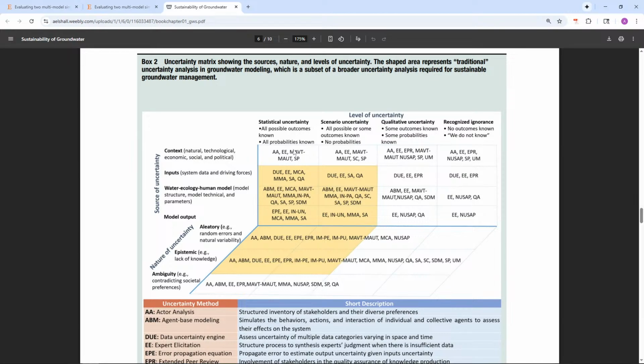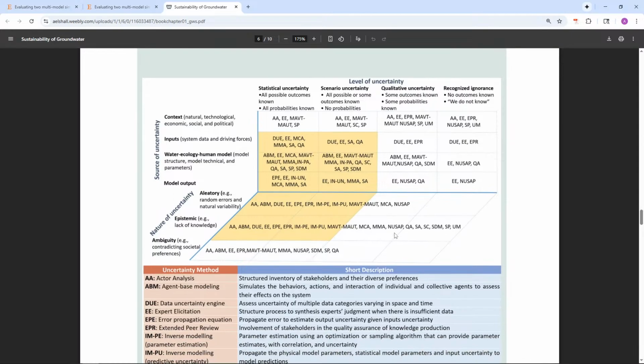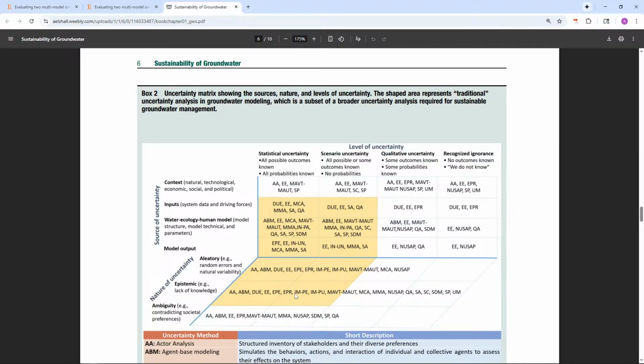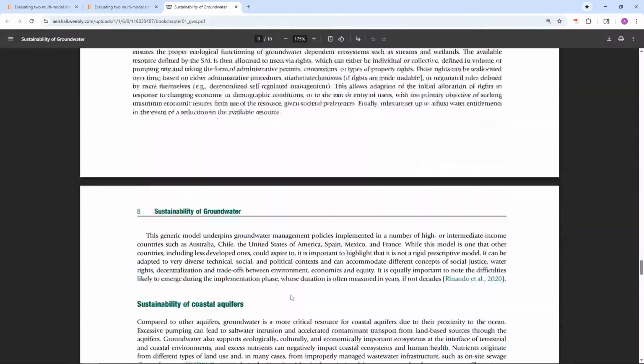And for each of these, there are different methods to account for them. There is no one method to account for all of these. If you have context uncertainty with statistical uncertainty, then you account for it with actor analysis, and this uncertainty method, and then I provide a short description. Again, I'm telling a big story here about how to analyze uncertainty.